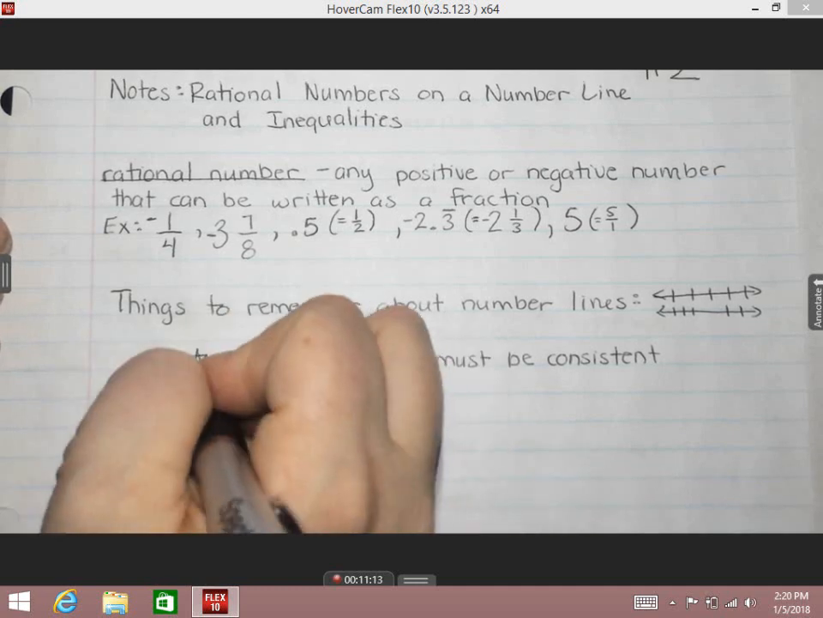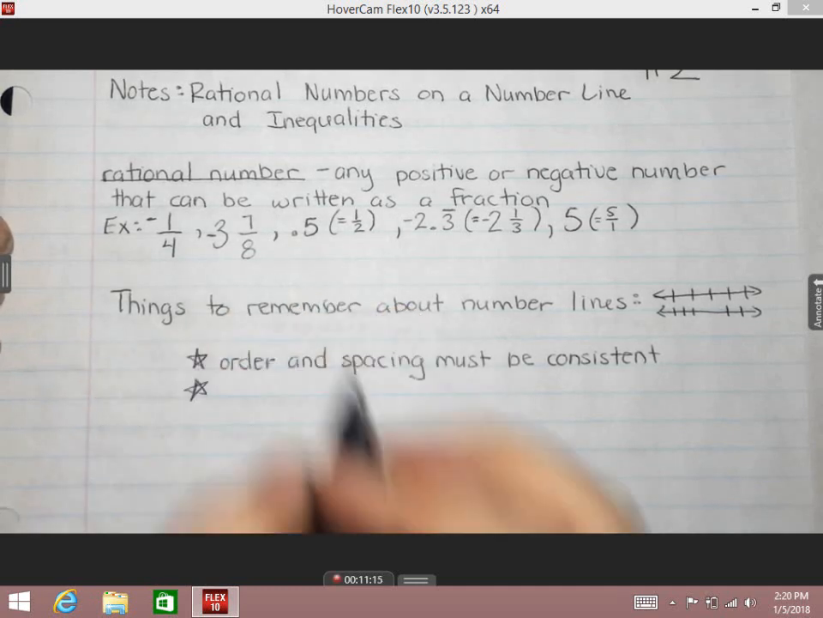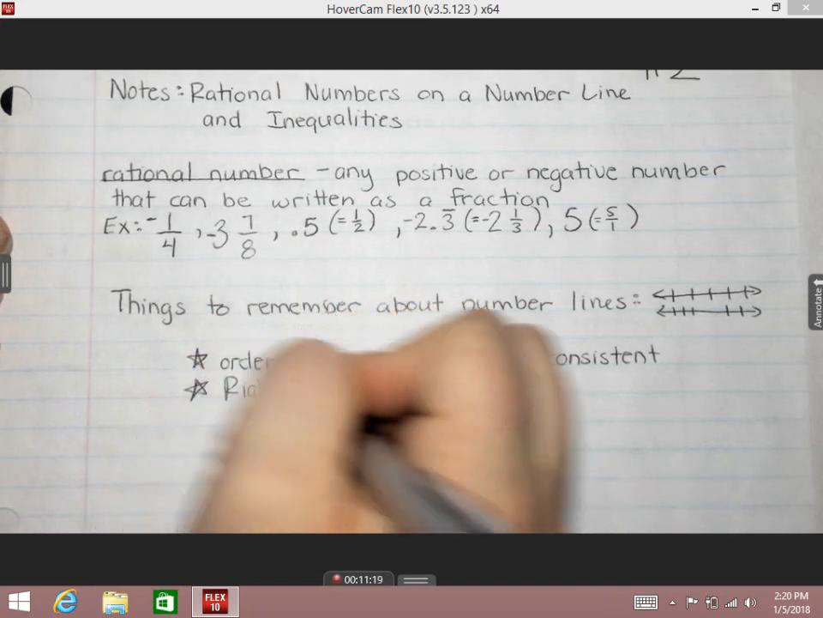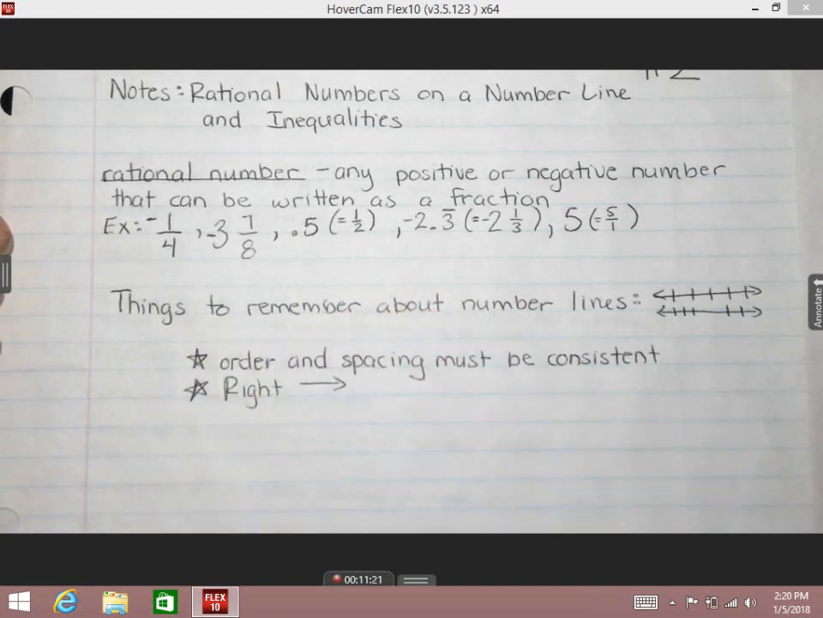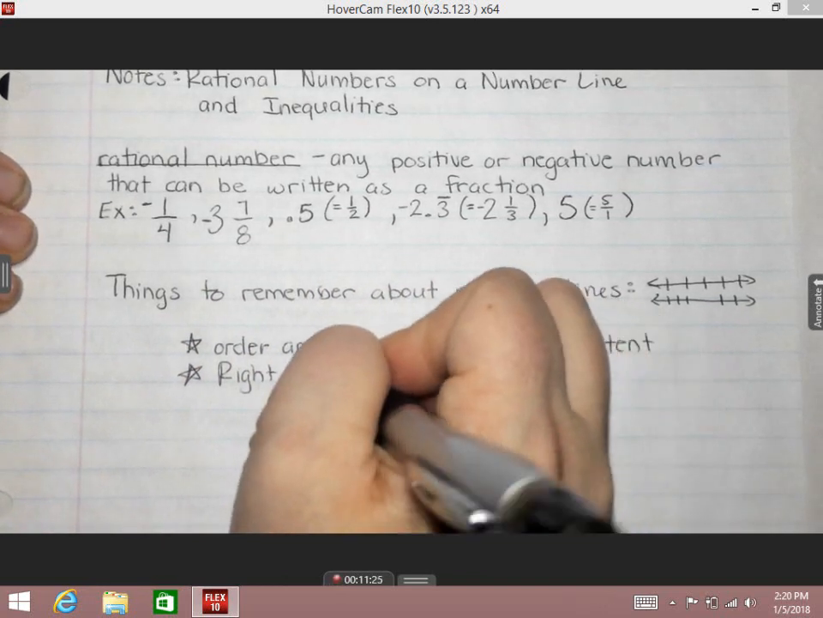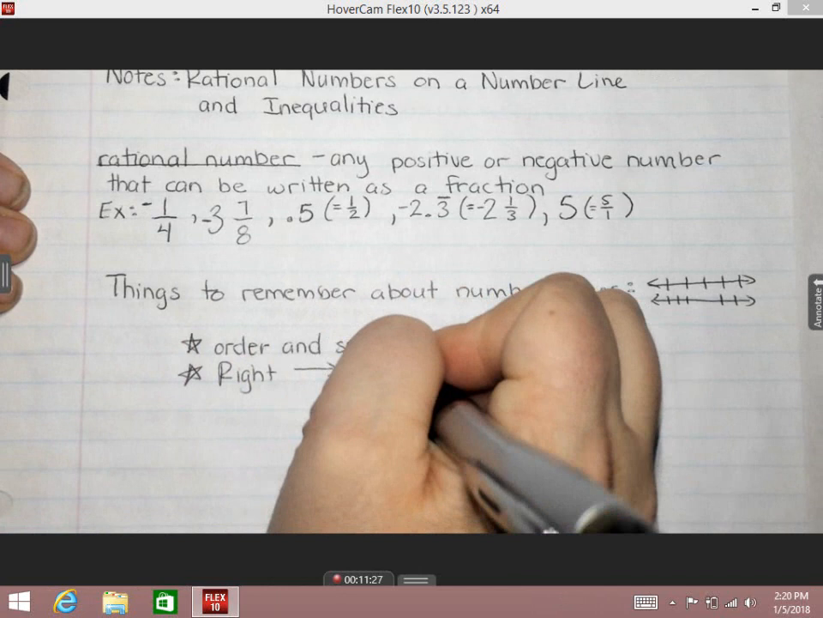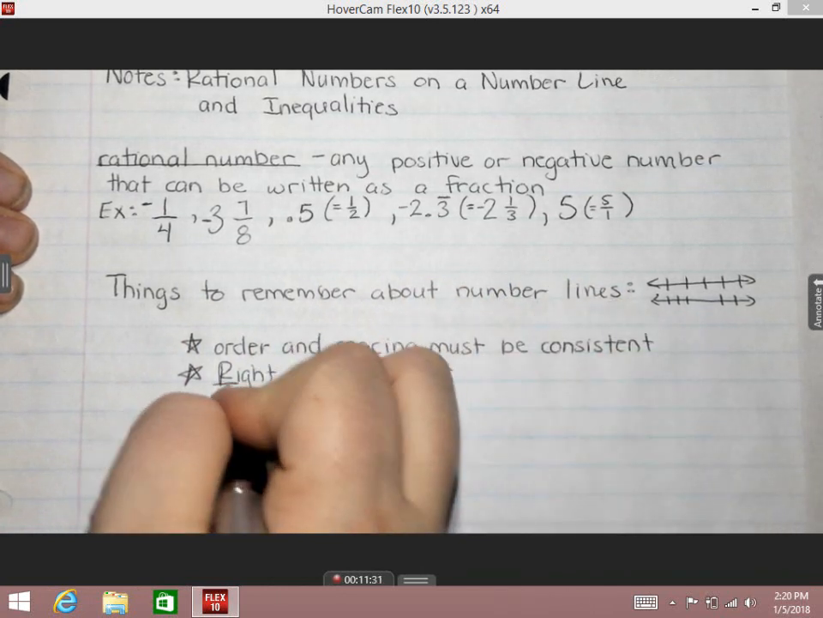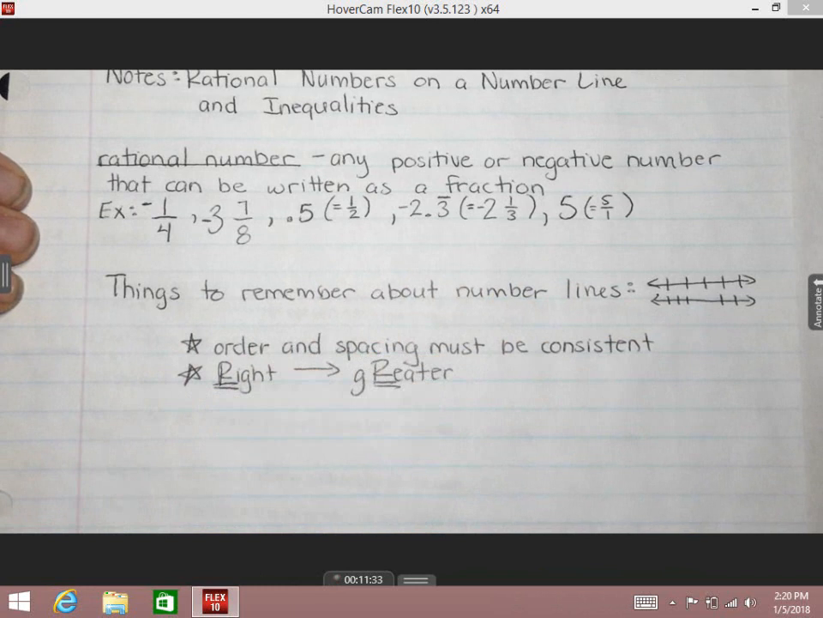All right? Just some other things to be aware of. As you go to the right on a number line, what should be happening? They should be increasing. It should be going up. All right? I'm going to use the word, it should be getting greater. And I want you to look at how I wrote greater. What do you notice about right and greater? Okay. Put it in your homework section. We'll grade it on Monday. Okay. Sadie?